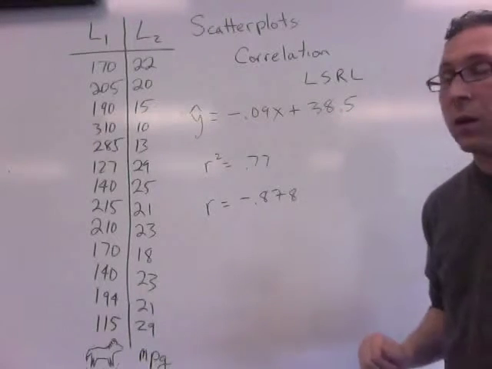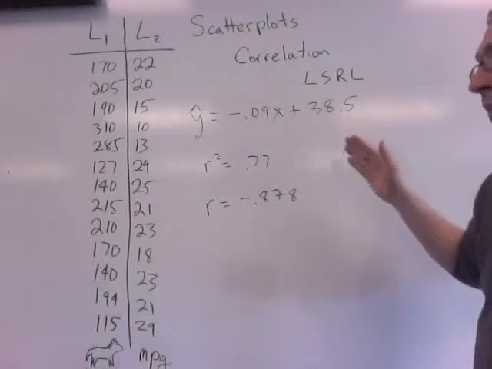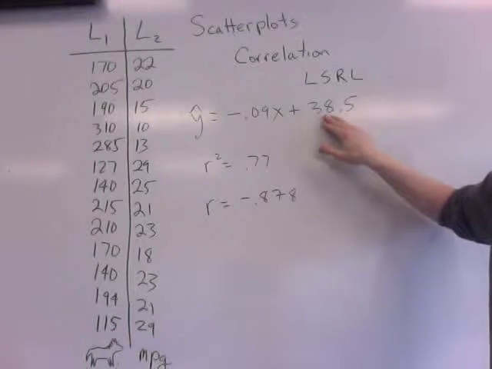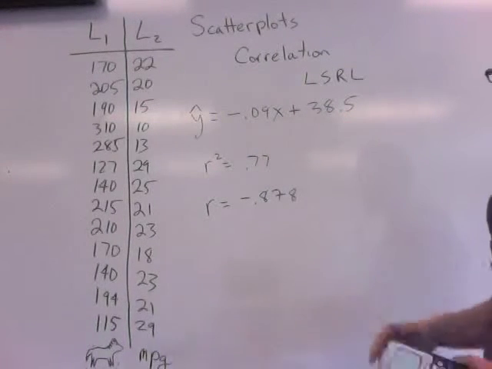For the y-intercept, the y-intercept is where the line of best fit crosses the y-axis, or when x is equal to 0. So if we had a car that didn't have any horsepower, according to the line of best fit, it would get 38.5 miles per gallon.